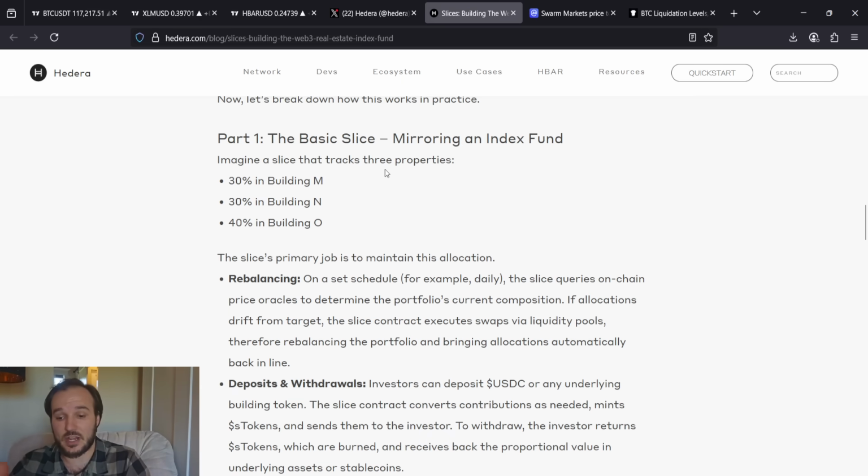Okay, imagine a slice that tracks 3 properties, right? Instead of one property, you've got 30% in one, 30% another, 40% another. Maybe it's 4 properties, maybe it's 8 properties, maybe it's just 2 properties. But instead of just tokenizing one property through slices, you can take the tokenization of several properties and put it all into one token that you own, all in one place, and it's like your own personal ETF, but a slice. It's a slice, right? And you get a slice of each building. I think that's why they call it that, right? And I just think that's pretty cool, because this adds a little bit of diversification to the RWA ecosystem on HBAR, right? I think that's very, very interesting stuff.